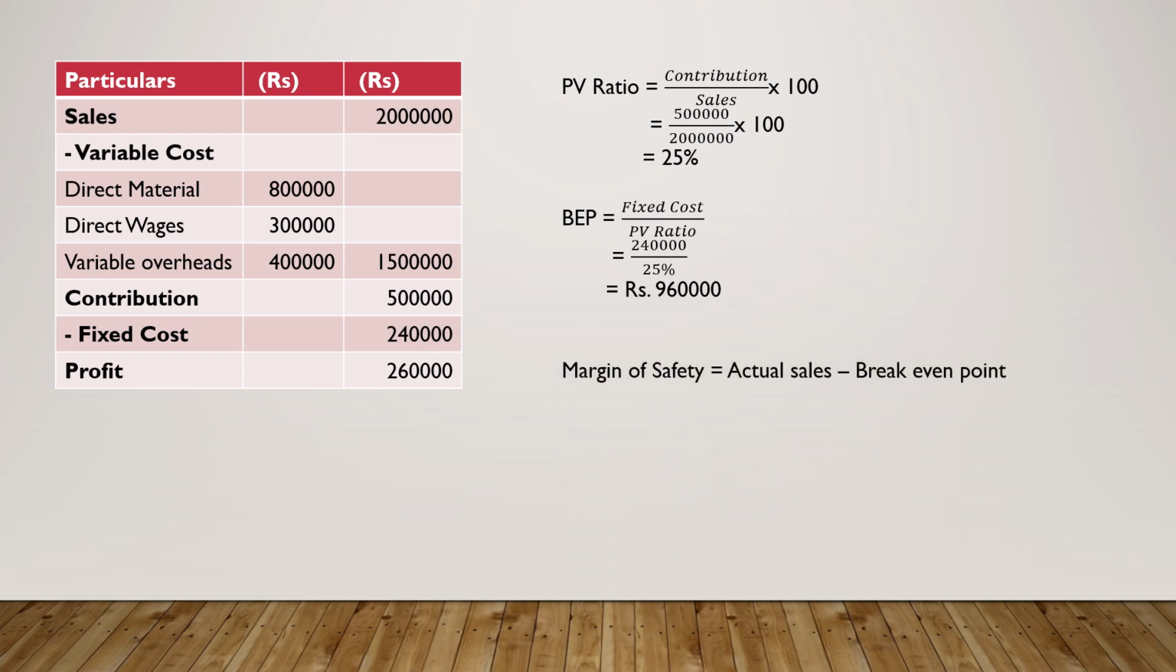The next thing which I have asked in the question is margin of safety, which is the difference between your sales and break-even point. So the actual sales given in the question is 20 lakhs, and the break-even point which we recently found out is 9,60,000. So 20 lakhs minus 9,60,000, your answer will be rupees 10,40,000. So your PV ratio is 25%, your break-even point is 9,60,000, and margin of safety is 10,40,000. This is your answer for the question.